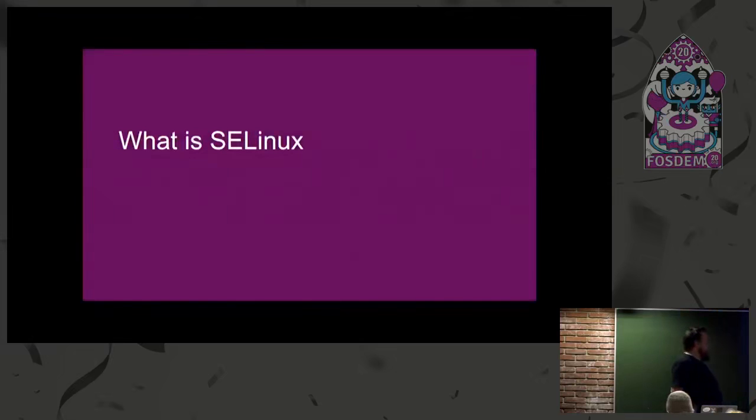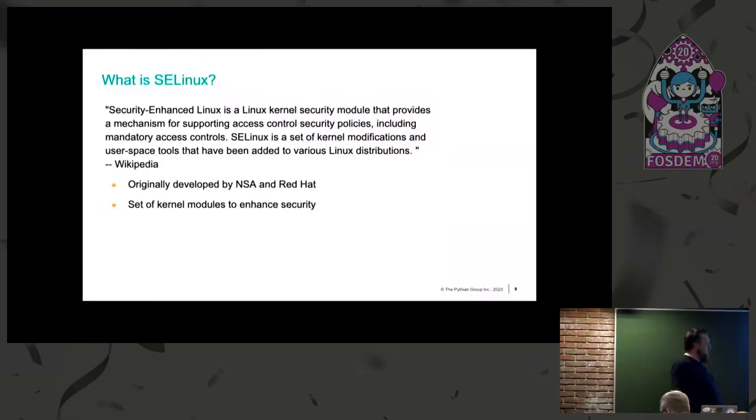So let's get started with some introduction to what SELinux is. This is the definition you can find on Wikipedia. It exists because someone thought that the normal Linux security system wasn't good enough. In Linux you have the privileges for user, group and others, but it wasn't granular enough. It was originally developed by the NSA in America and Red Hat. And it's distributed to your kernel as a set of kernel modules for enhanced security or for bothering DBAs.